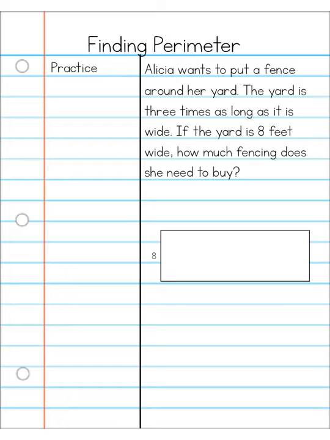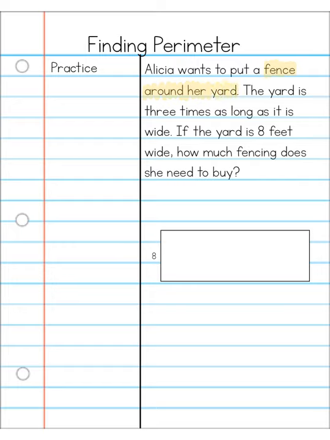This next problem is going to be another multi-step problem. Alicia wants to put a fence around her yard. The yard is 3 times as long as it is wide. If the yard is 8 feet wide, how much fencing does she need to buy? You'll notice that the word perimeter and the word area are nowhere to be found in this problem. But it does tell us that she wants to put a fence around her yard.